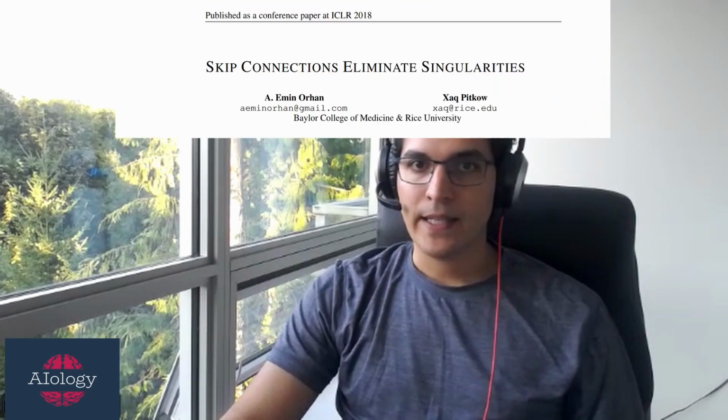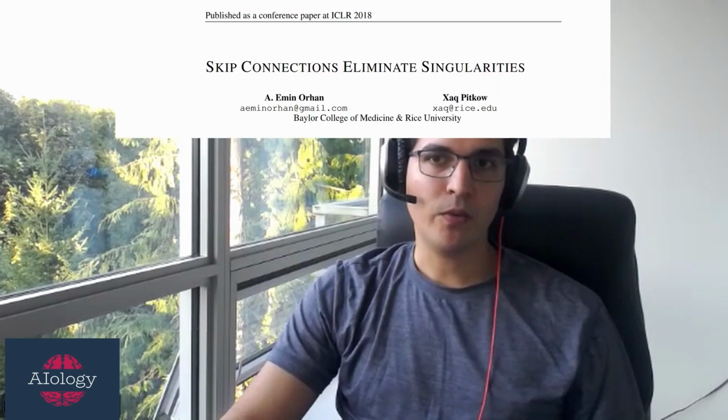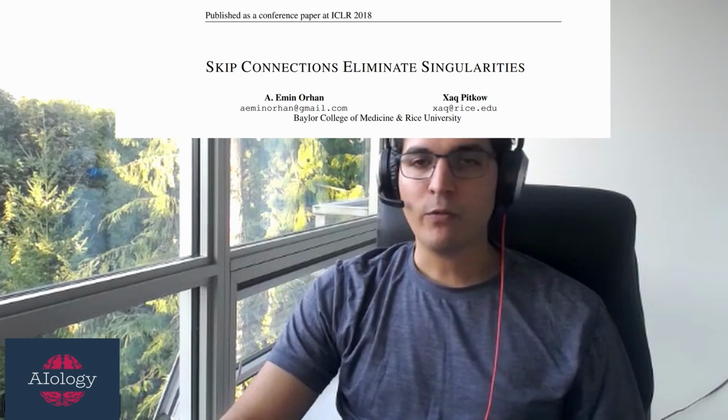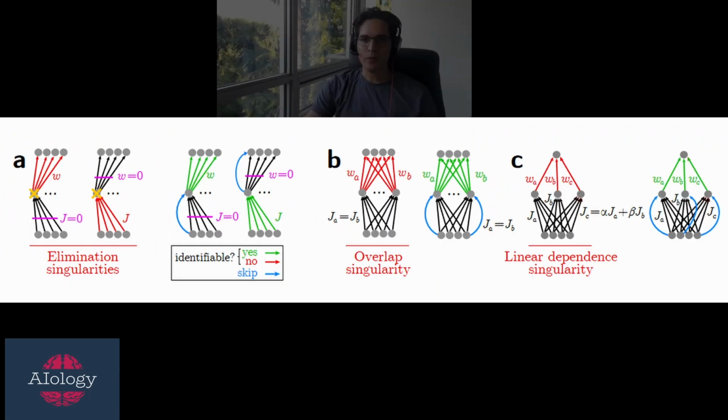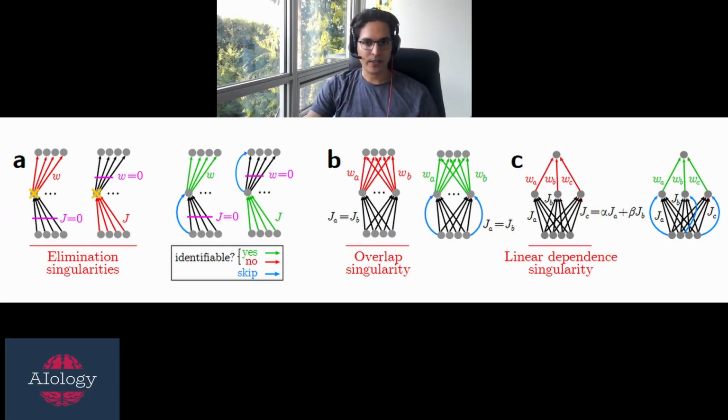What about singularity in deep neural networks? There is a paper called Skip Connections Eliminate Singularities. And in figure 1 of that paper, the authors showed different kinds of singularity that can happen during training a network. One of these singularities is elimination singularity. That means one of the weights converges to 0 and is eliminated from propagating through the network.